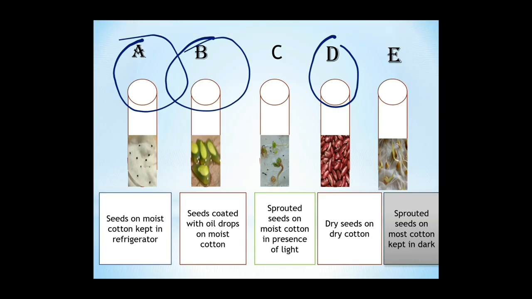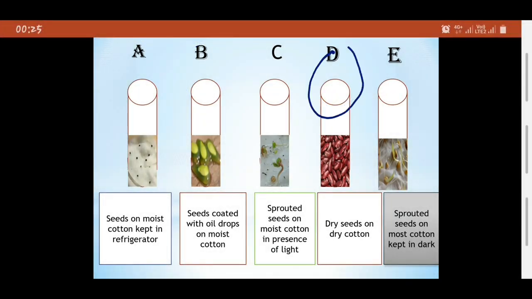Because seeds did not germinate in set A due to low temperature, because this set A test tube was kept in refrigerator. In set B, the seeds were coated with oil, so oil did not allow the air to contact. In set D also, seeds did not germinate as it does not have water.